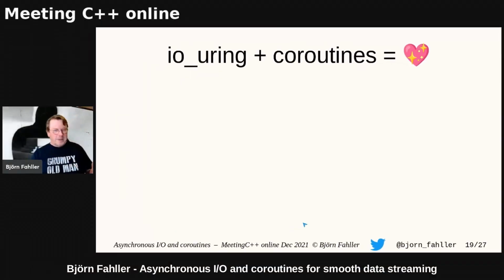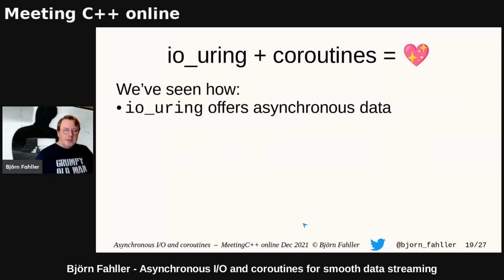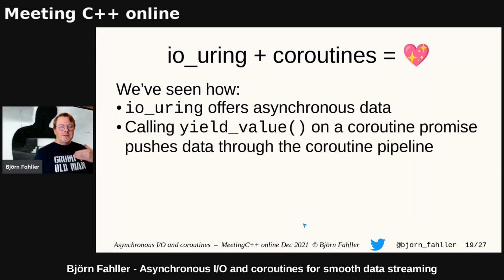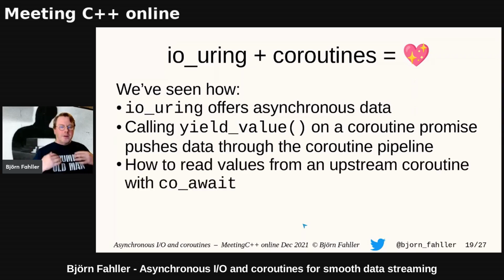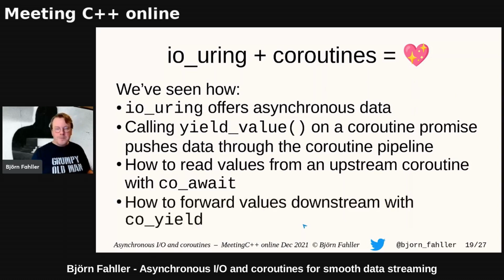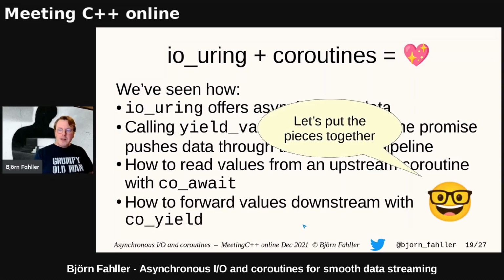So let's go back. We have chatted a little bit about coroutines now, and earlier we talked about IO uring. So we have seen how IO uring offers asynchronous data in a cheap way. And we have seen that you can call yield value on a coroutine promise, which starts to push data through a coroutine pipeline. And we have seen how to read values from an upstream coroutine with co-await, and how to forward values downstream with co-yield. So let's nerd out and put these together.